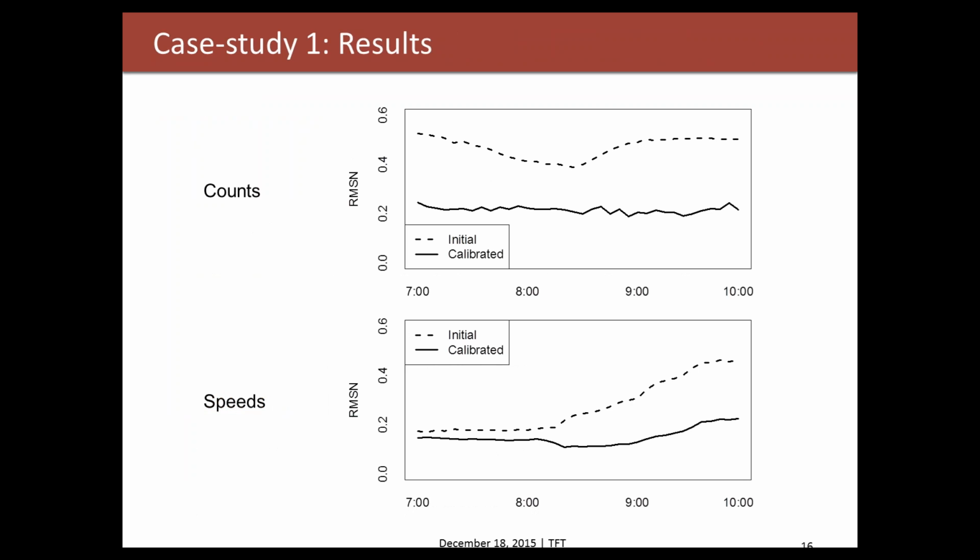And the results here are the RMSN for both counts and speeds at the initial point, using the seed OD that we got from previous estimations, and after doing the calibration for the 3 hours of simulation.